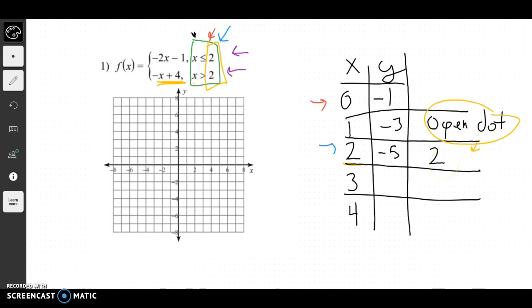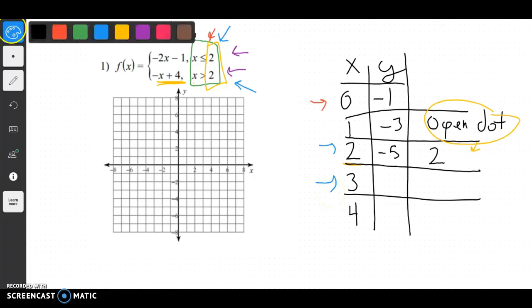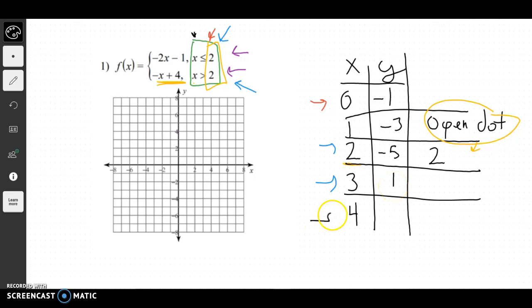Now we're going to throw 3, and we go, okay, which equation does 3 go into? 3 would go into this bottom equation. It would give you negative 3 plus 4, which would be 1. And then 4 obviously would go into that bottom equation again because it's greater than 2, and that would give you 0. Now let's see how this thing graphs. So we just plot the points like normal.